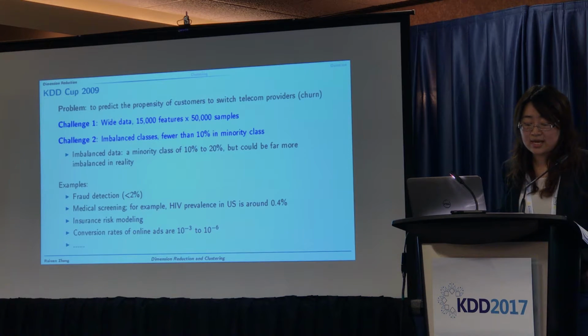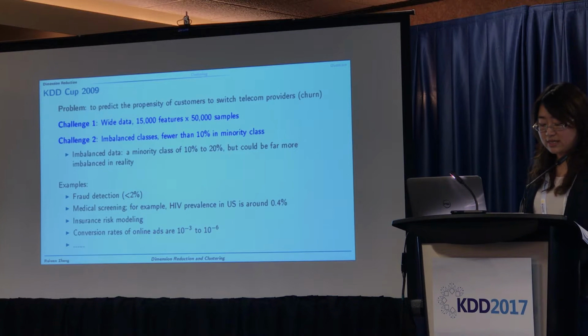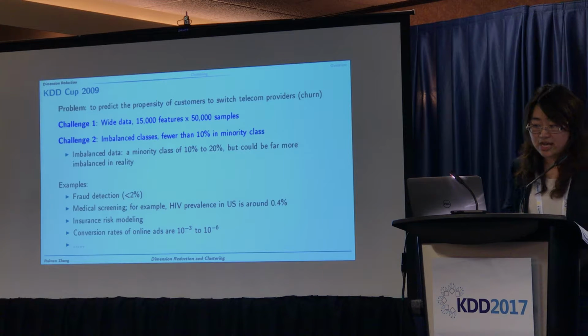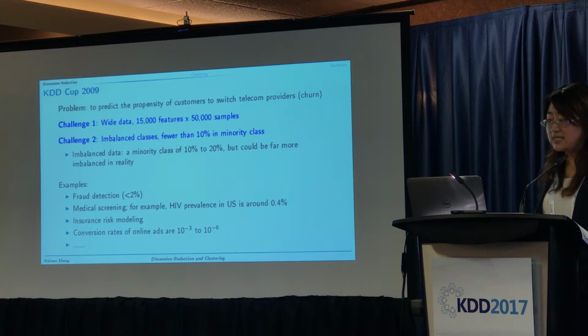In the next couple of slides, I will demonstrate a real project we did for analyzing marketing data, and the dimension reduction plays an important role in the final success of this project. The data was used for the KDD Cup 2009 challenge, and the problem was to predict the propensity of customers to either churn, switch service, or upgrade their devices for a telecom company. And the data set consists of 15,000 features and 50,000 instances.